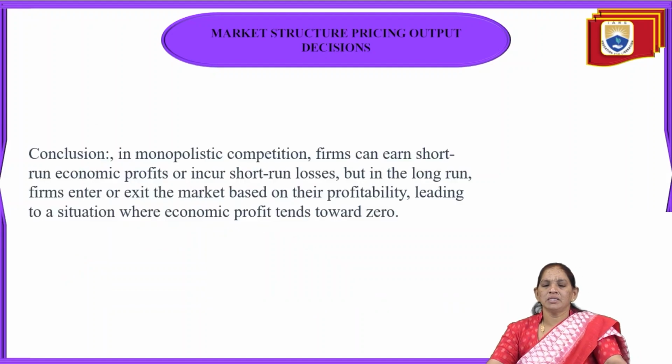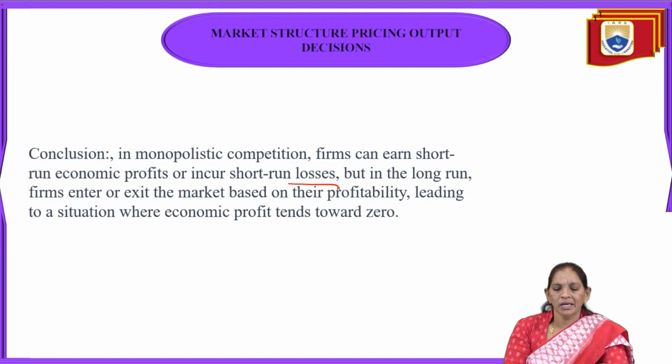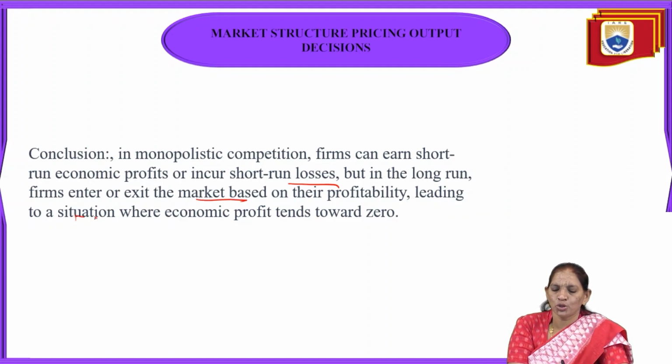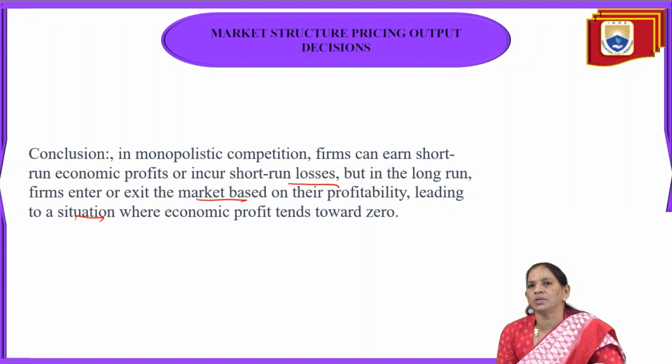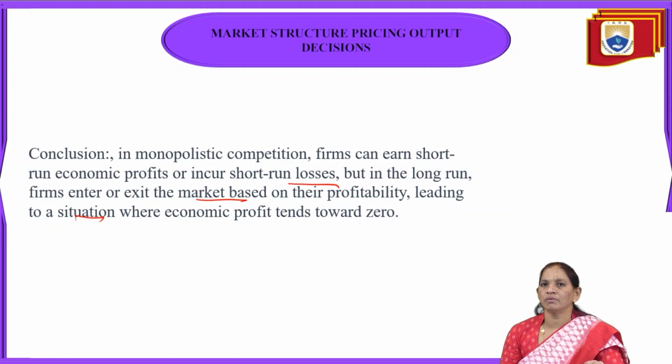So we can say that in monopoly, the firms can earn short-run economic profits or sometimes incur short-run losses also. Hence, in the long run, as there is an existence of both, depending upon profitability, we can identify that economic profits tend towards zero. So we cannot say with 100% certainty that in all situations a monopolist gains abnormal profits.